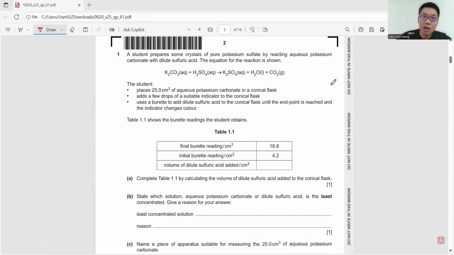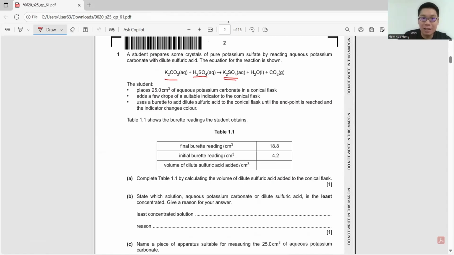Let's go. Question 1. Students want to prepare some crystals of pure potassium sulfate. This is a preparation of a salt. So the student places 25 cm cube of potassium carbonate with an indicator, and uses a burette to add dilute sulfuric acid to the conical flask until the endpoint is reached and the indicator changes color, which means that the reaction is successfully complete.